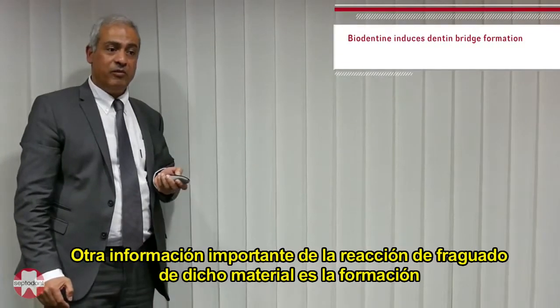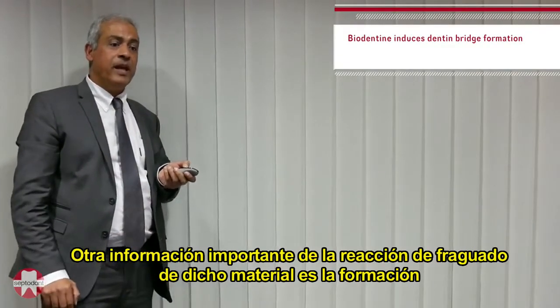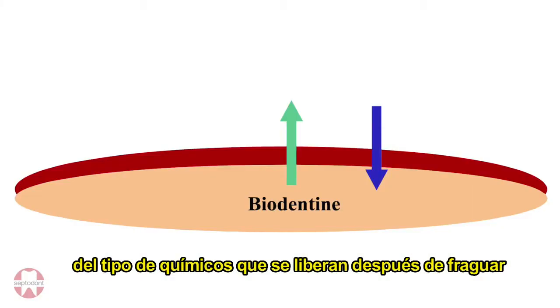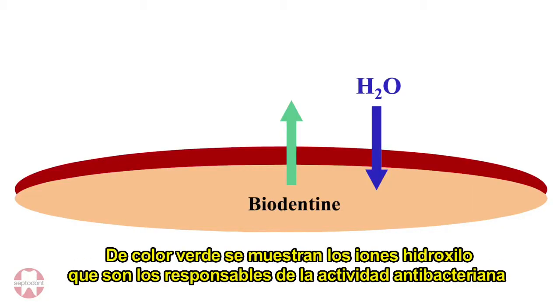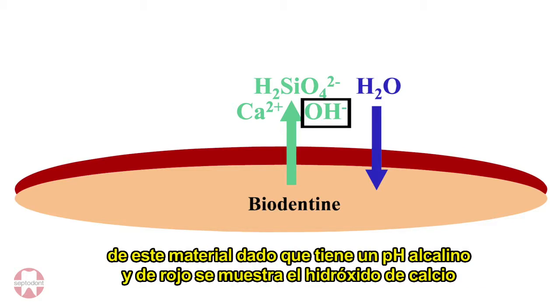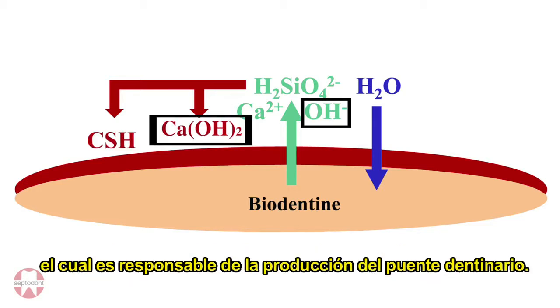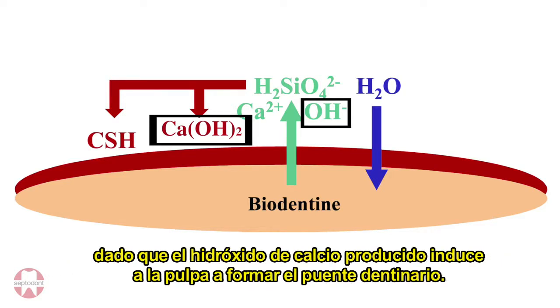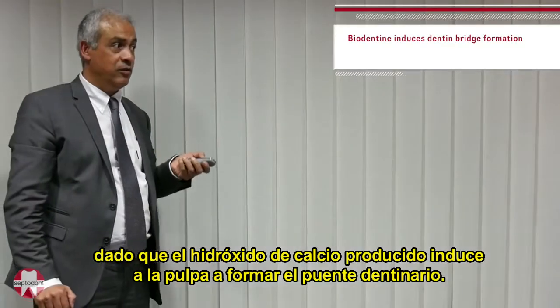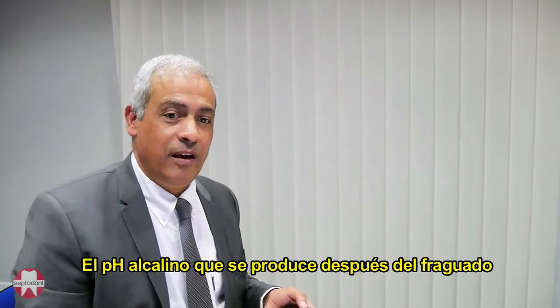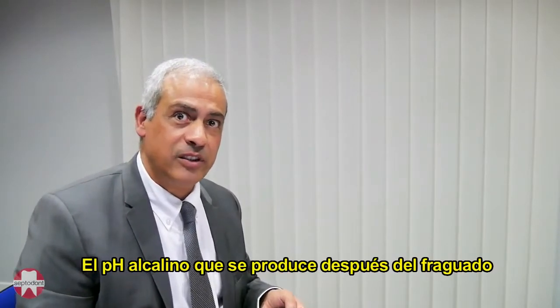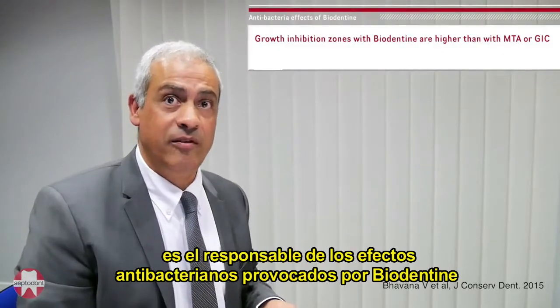The other important information to know about this setting reaction is the type of chemicals that are produced after setting. The one you see in green, the hydroxyl ions, is responsible for the antibacterial activity of this material because it has an alkaline pH. The other one that you see in red, calcium hydroxide, is responsible for the production of the dentin bridge, because you know calcium hydroxide, when applied directly onto the pulp, induces dentin bridge formation.